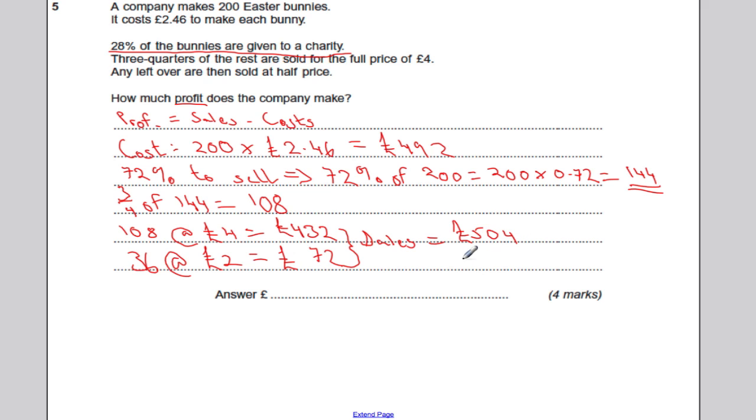And then the profit is going to be equal to 504 take away the 492 they spent, which gives us a grand total of £12. So they made £12 profit. I wouldn't want to work for that company.